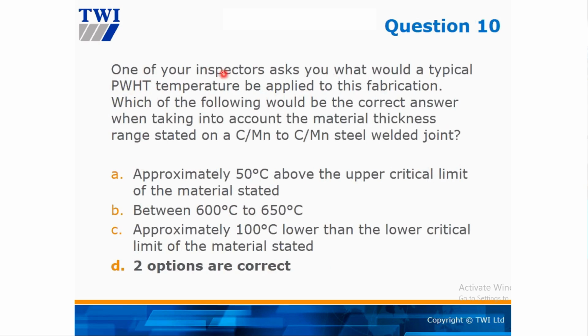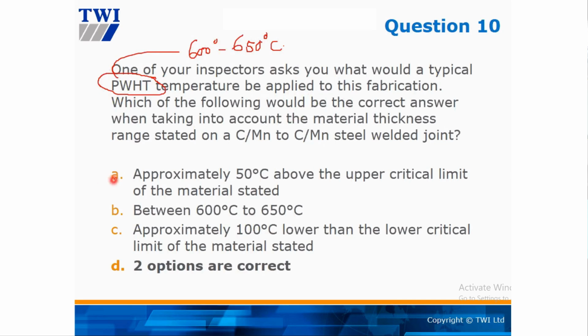10. One of your inspectors asks what a typical PWHT temperature would be applied to this fabrication. Which of the following would be the correct answer when taking into account the material thickness, range, and state, carbon manganese steel? All right. So we understand post-weld heat treatment for carbon manganese material is roughly from 600 to 650 degrees C. That's the range of PWHT temperature.